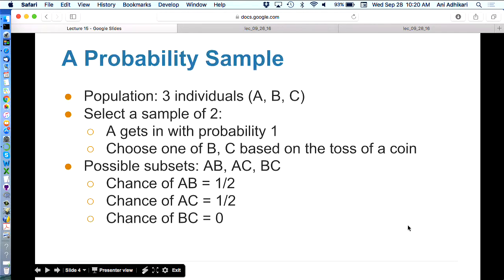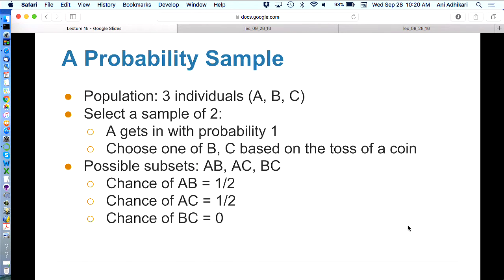The chance of AB is what? Well, I got to get A. The chance of that is 1. Once that's happened, I've got to get B. How do I get B? If the coin lands B's way, right? So 1 times a half is a half. So also, AC is 1 times a half is a half. BC you cannot get because you're going to pick one of B and C.